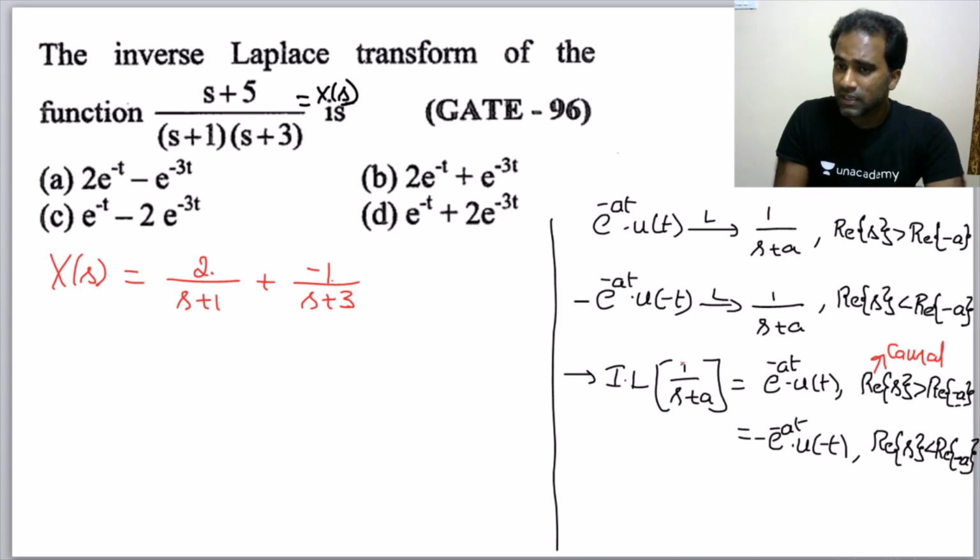So in the inverse Laplace transform, the basic answer is e power minus at, because the pole is minus a. It should be multiplied with u of t because we have recognized that it's a causal signal, or they have given us that it is a causal signal. Similarly, this will be the inverse Laplace transform when this is the ROC.